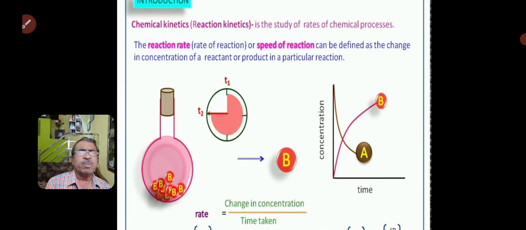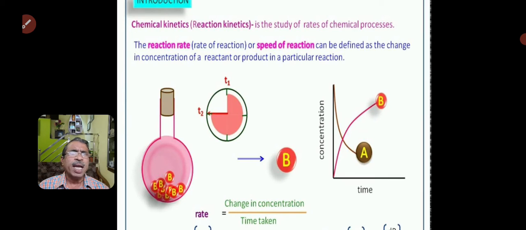Now let us come to this. Here in this slide I have shown what is chemical kinetics. Chemical kinetics is a branch of science which deals with the speed of the reaction, at what rate the reaction proceeds. So this speed of the reaction can be understood knowing the change in concentration of the reactant or a product in a particular reaction.